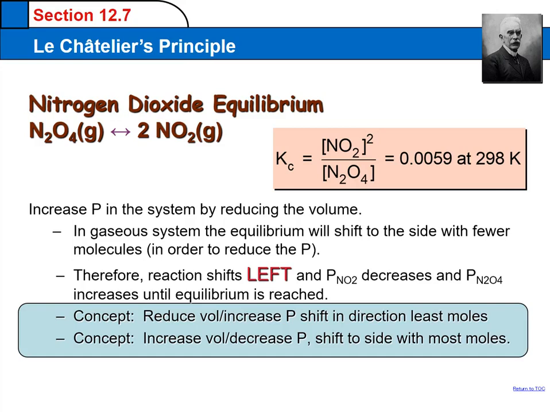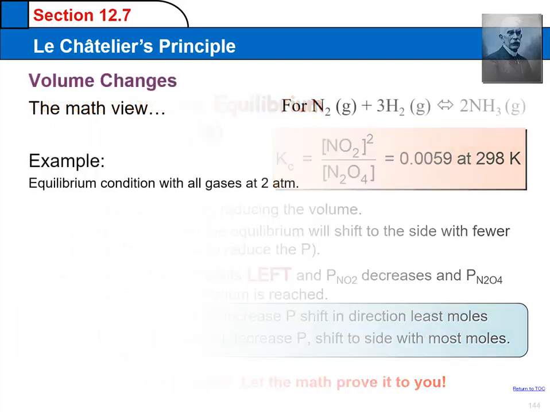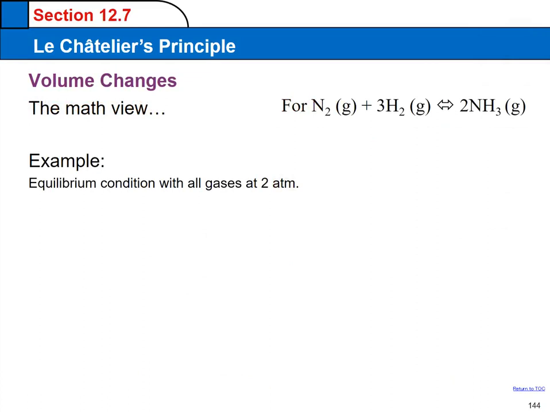Does this really work mathematically, or is it just sort of a concept? You can better believe that there's a mathematical explanation for this. Let's look at it now. So let's consider the Haber-Bosch process of nitrogen plus 3 moles of hydrogen to make 2 ammonia molecules. Let's say the equilibrium condition is with all gases at 2 atmospheres. This is incorrect, but we want some easy numbers to think through this.